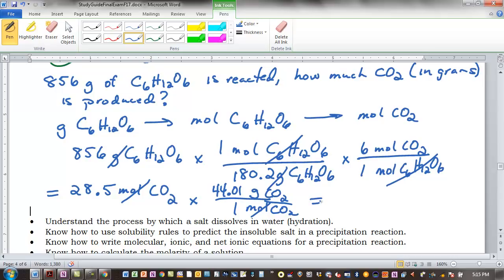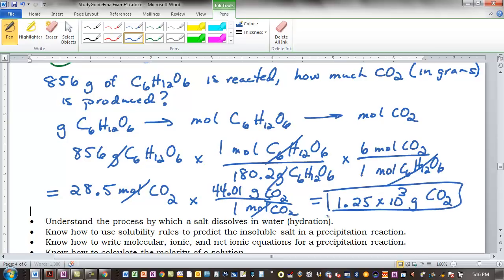And let's do the sig figs right. 856 only has 3 sig figs. So to 3 sig figs, this is 1.25 times 10 to the third grams of CO2. Is that right? Oh, it must be right.